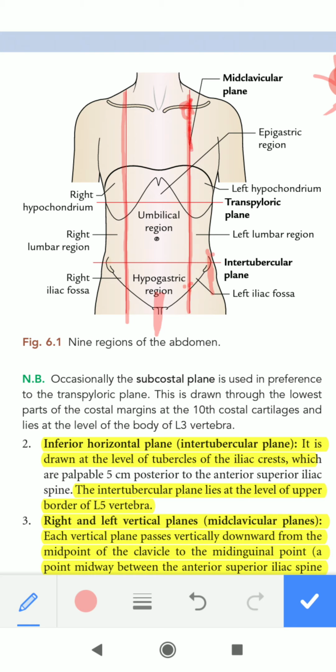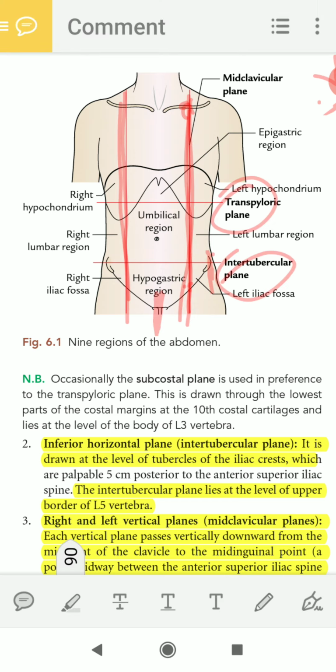So if we draw these two midpoints, this will be the mid-clavicular line. In the left side, the left mid-clavicular line, and in the right side, the right mid-clavicular line. Then we'll draw two transverse lines. One is known as the transpyloric plane and another is known as the intertubercular plane.